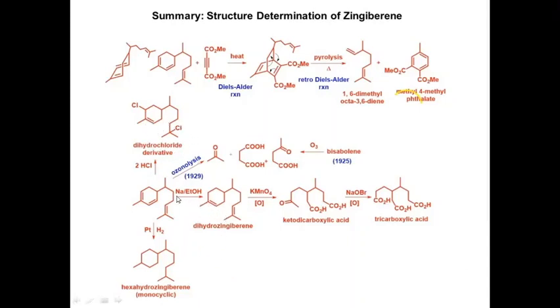Metal dissolving reduction results in dihydrozingiberene, and oxidation of dihydrozingiberene with KMnO4, a degradation method, results in the formation of a keto dicarboxylic acid. Further, it undergoes the haloform reaction, resulting in the formation of a dicarboxylic acid and bromoform. This is the ozonolysis method, resulting in the formation of acetone, a dicarboxylic acid, and levulinic acid. The same compounds are obtained from bisabolane also. And this is all about zingiberene.